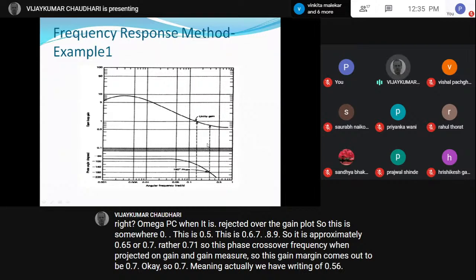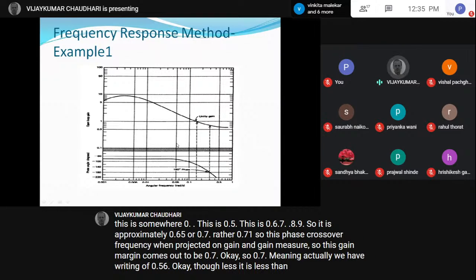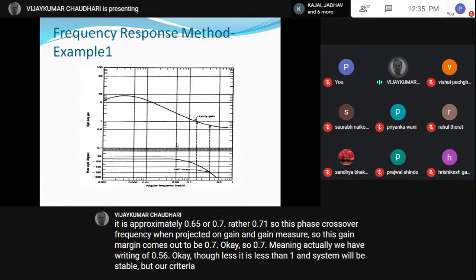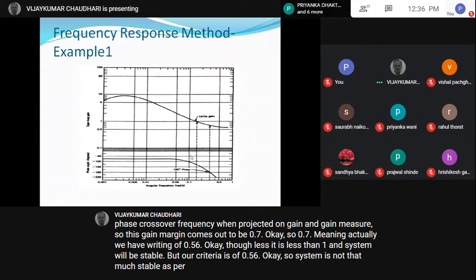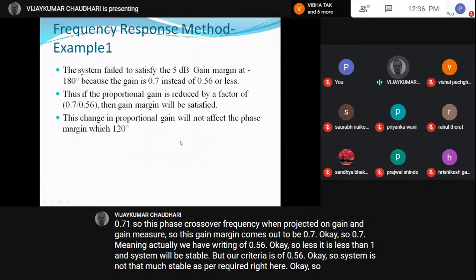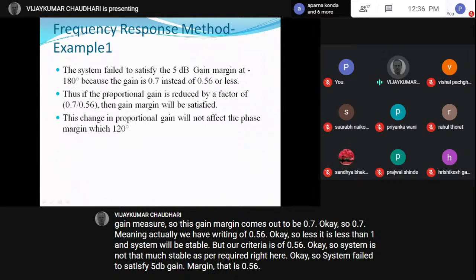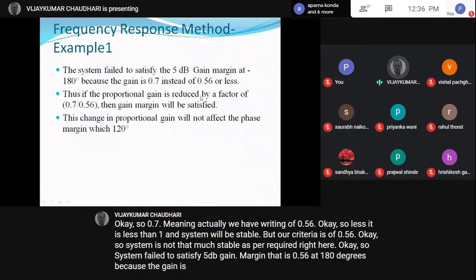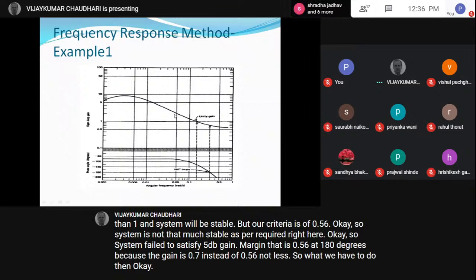Though it is less than 1 and the system will be stable, our criterion is 0.56. So the system is not that stable as per the required criterion. The system failed to satisfy the 5 dB gain margin, that is 0.56 at 180 degrees, because the gain is 0.7 instead of 0.56 or less. So what do we have to do then?